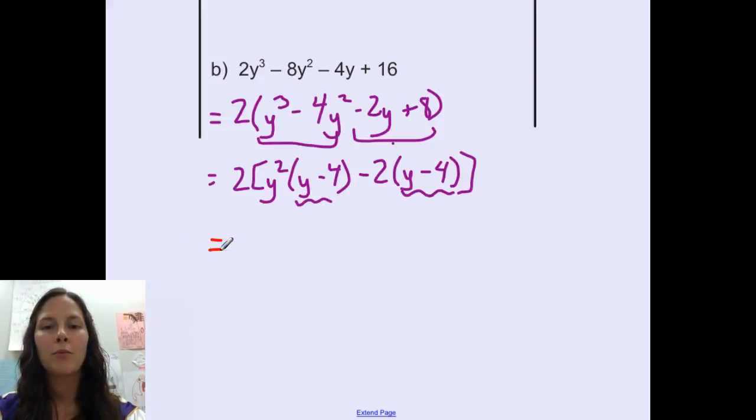Now I can drop those brackets because this y minus 4 is a GCF for both terms inside the brackets. And then I'm left with the y squared from the first term and a -2 from the second term.